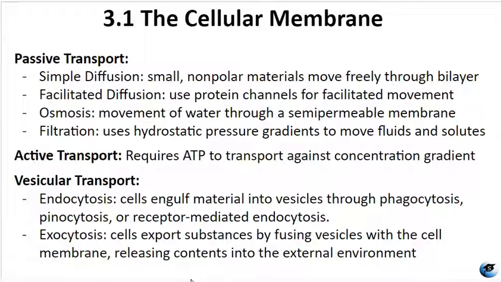while larger polar molecules require facilitated diffusion. Water, through osmosis, moves freely across the membrane. Active transport, requiring ATP, moves substances against their concentration gradients, often involving pumps like the sodium-potassium pump. Secondary active transport utilizes energy created by primary pumps for the movement of other substances.